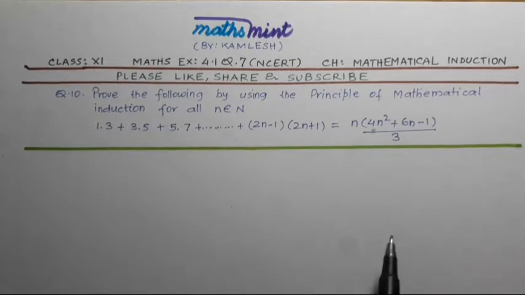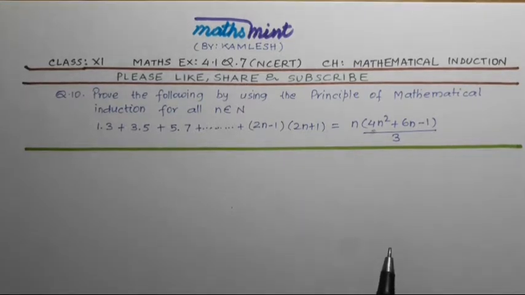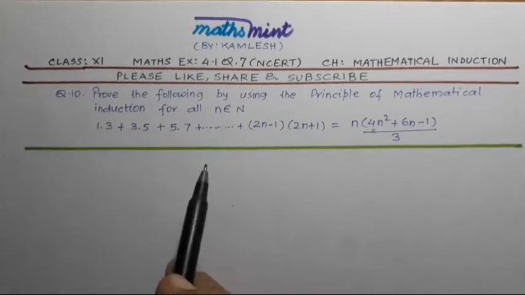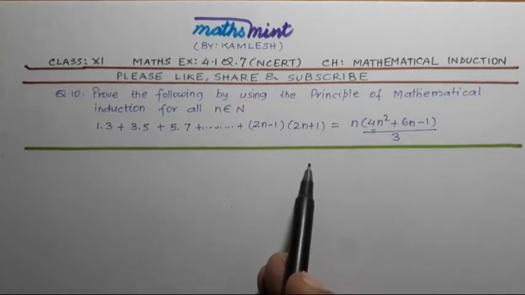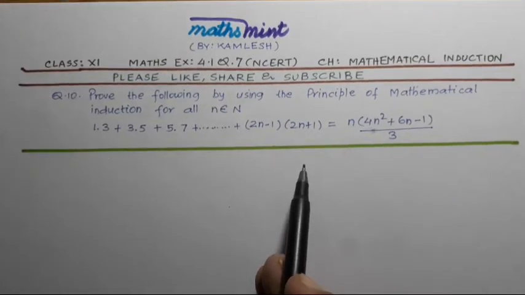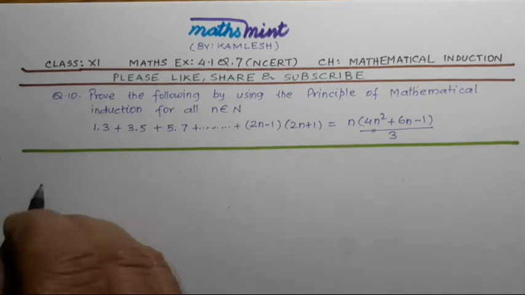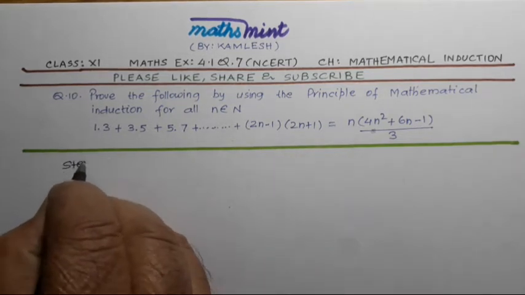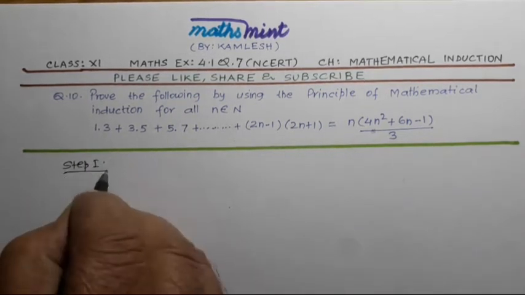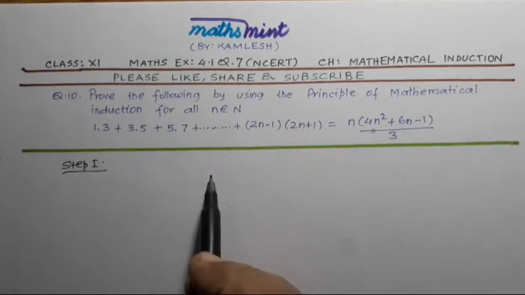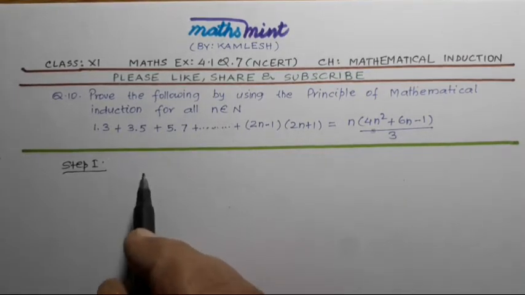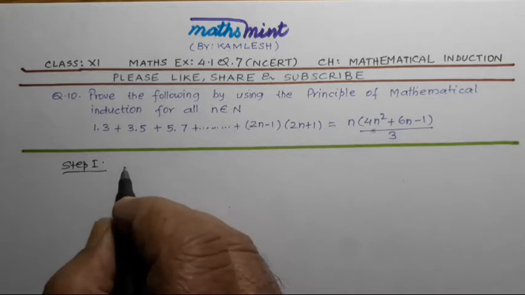This is the question. We have already solved such type of question from 1 to 5, and all questions will be solved in the same way. For solving such type of question we have to go through 4 steps. First step is step 1. In step 1 we let the equation as P of n. This is the first step.